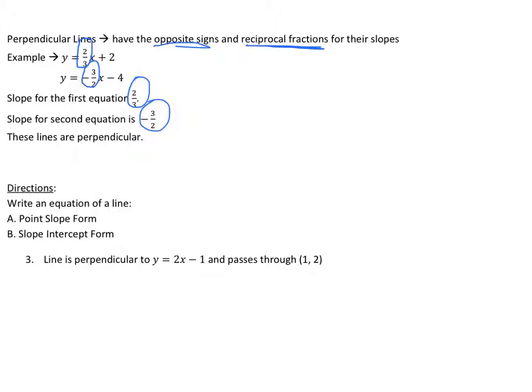So when you do perpendicular lines, don't keep the same slope, right? Don't get it mixed up with parallel lines. This is the main thing, that they're opposites and reciprocal fractions of each other. Because that's going to be the first step, and then everything else is the same. We're going to go from point slope form to slope intercept form. All right, let's do number 3.